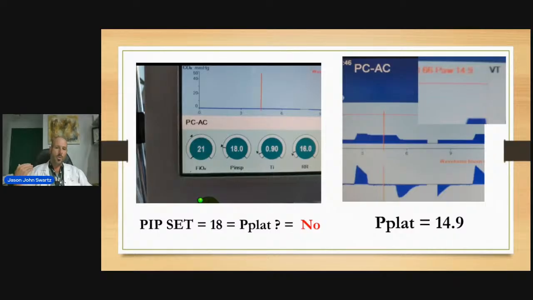Here are some of the pictures. So you have a pressure setting of 18. Here in the V500, you're setting a peak inspiratory pressure. So here is the 18. But when you press an expiratory pause, you remove the airway resistance, and the 18 drops to 14.9. So there's still a significant 3.1 difference.